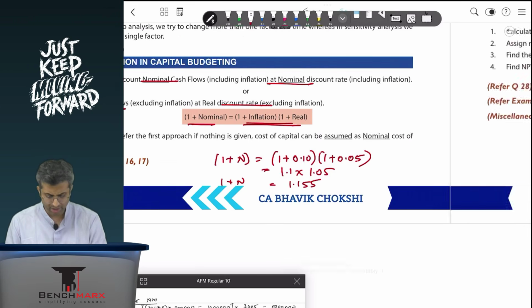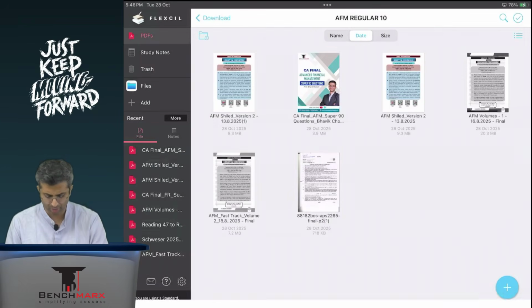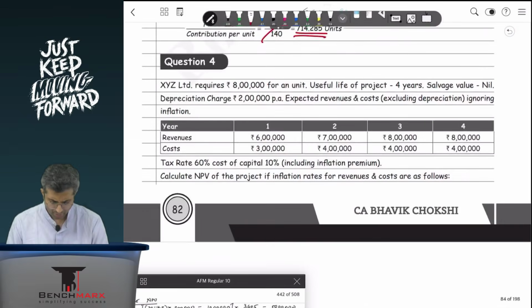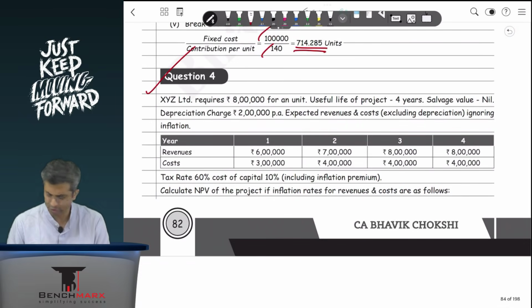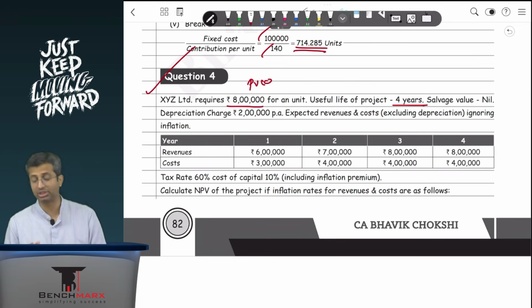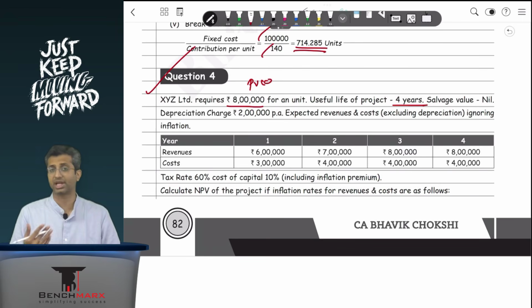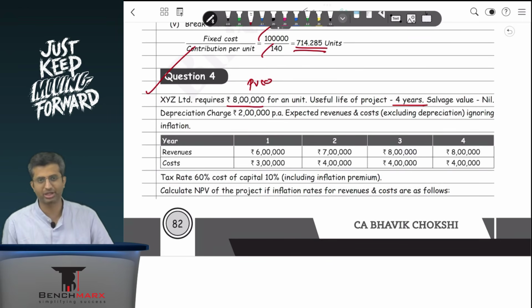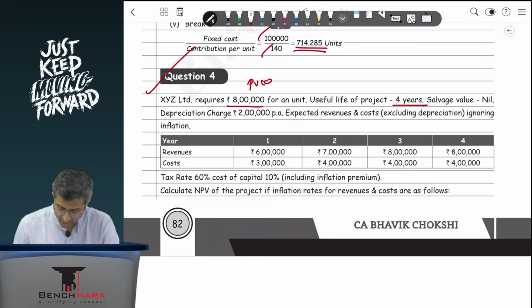So over here, if you were to touch upon a particular question for inflation, this is probably one of the best questions when it comes to inflation and capital budgeting. X requires 8 lakhs for a unit. So this is your PVCO, this is investment. Useful life of the project is 4 years. So technically 2 lakhs is a depreciation in nature, but depreciation is only relevant if there is a tax rate given. Otherwise, depreciation is non-cash and hence does not have any other impact. Salvage value is nil. Depreciation charge is 2 lakhs.